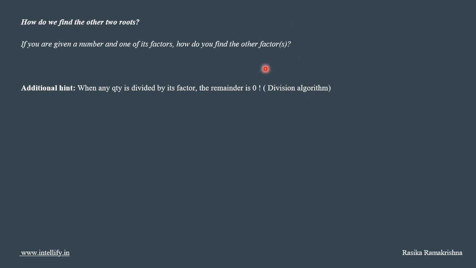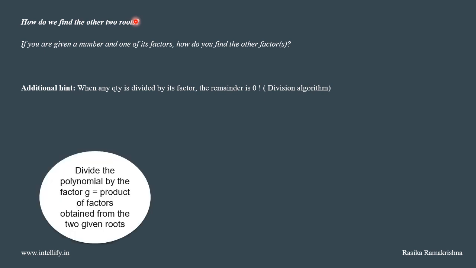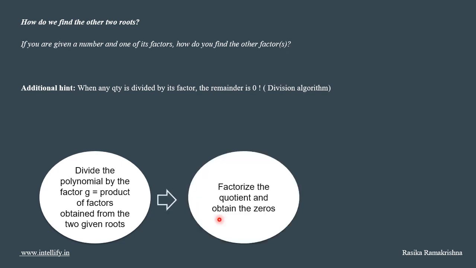So using these two facts, can we try and devise a strategy to find the other 2 roots of the polynomial? Well, first we divide the polynomial by the factor g, which is nothing but the product of the factors obtained from the 2 given roots, right? Now that you divide it, you will have the quotient. And you factorize the quotient and obtain the zeros.